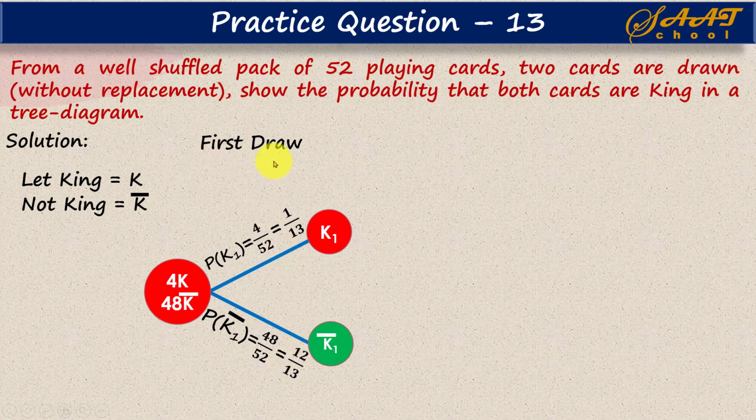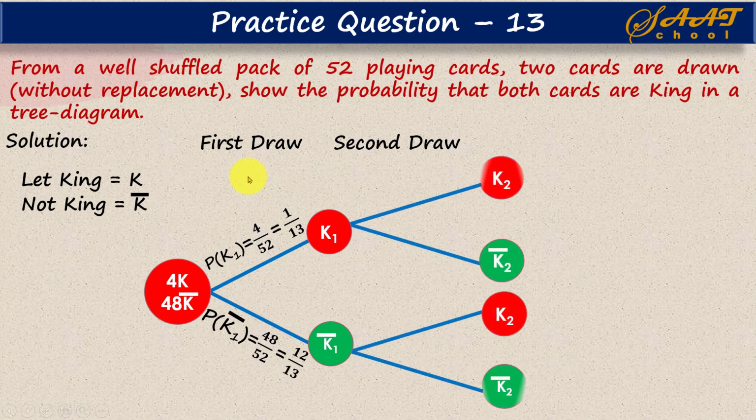Now after the first draw, by the question, a card is not replaced. So this is without replacement, meaning in every draw, when a card is drawn, you have to reduce one card. So when you go to the second draw, out of 4 king, there will be 3 king left. Again, this is for probability of king in the second draw, and this is for probability of not king in the second draw. Same is for here. So this is what we saw in the tree diagram: first 2 branches, again 2 more branches from here and 2 more branches from here.